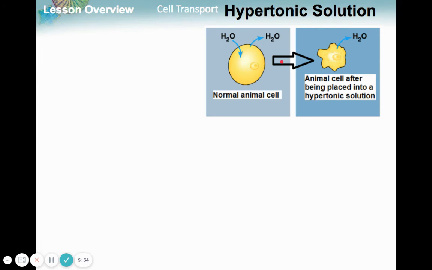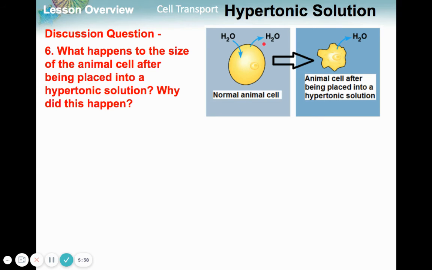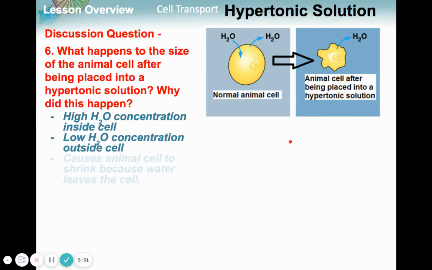So in a hypertonic solution, what's going to happen? When we place a normal animal cell into a hypertonic solution, what's going to happen? You have a high water concentration inside the cell. It's going to shrink, okay? So there's a low concentration of water outside the cell. It causes the cell to shrink because the water wants to leave.